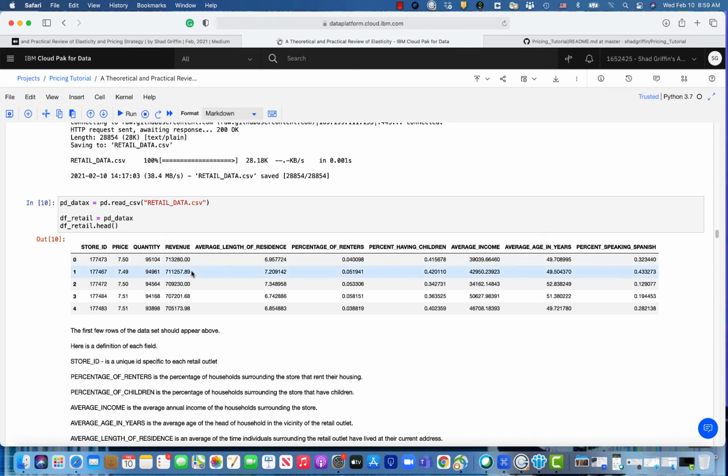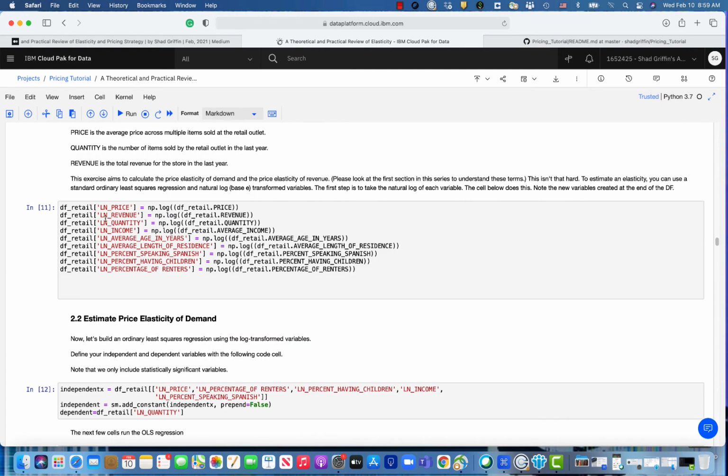So once you have this data aggregated at a store level, calculating price elasticity of demand and price elasticity of revenue is actually not that hard. What you'll need to do first is take the natural log of each one of these input variables and of your output variable, which is quantity in this case. Using a little bit of Python code, we can translate price to the natural log of price, revenue to the natural log of revenue, quantity to the natural log of quantity, et cetera.